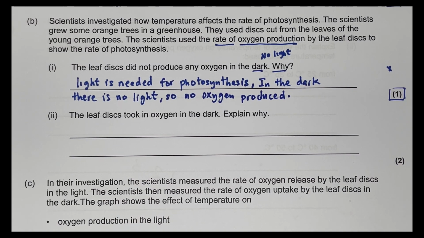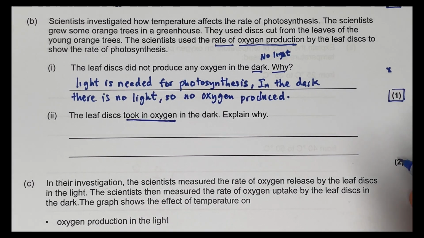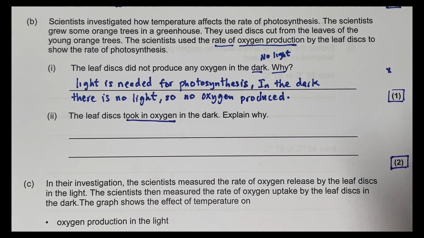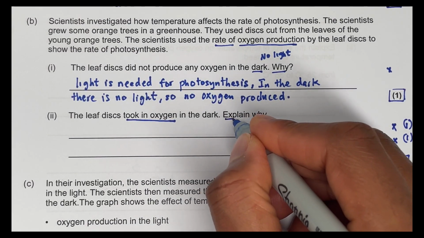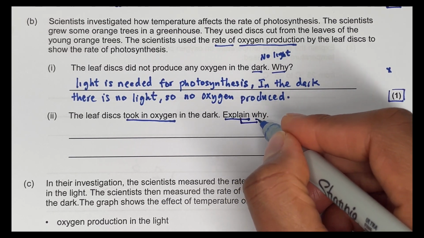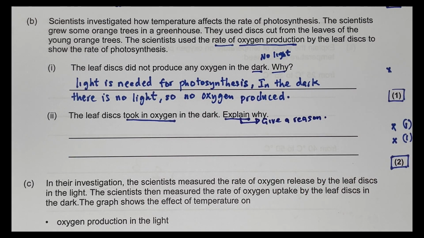The leaf disc took in oxygen. It took in oxygen in the dark. Explain why. Step 1. How many marks is the question worth? The question is 2 marks. I need to give 2 points that get me 1 mark each. Step 2. What is the command word and what does it mean? The command word here is explain. Explain means give a reason. Give a reason why the leaf discs took in oxygen in the dark.